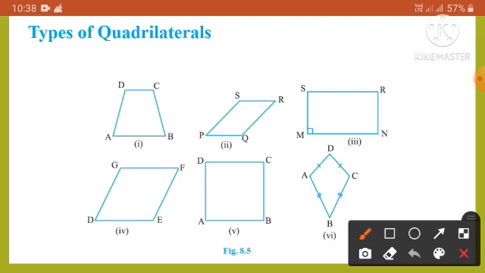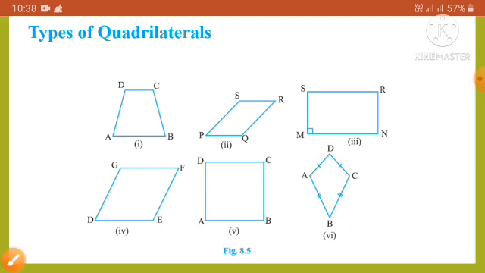Now in quadrilateral ABCD, that is figure number 8.56, AD equals CD and AB equals CB. So two pairs of adjacent sides are equal here, so it is not a parallelogram, it is known as the kite, KITE. Okay, got it.